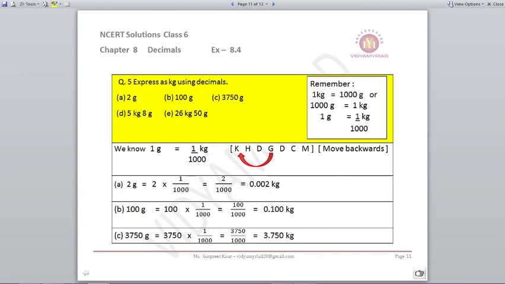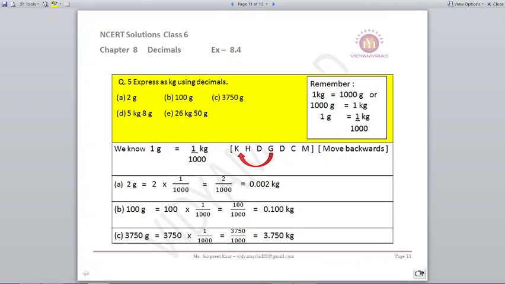Question number 5. Express as kgs using decimal. Now here till now what we were doing is we were using meters. Now we are using grams or kgs. Now remember the rule is same. We used to do King Harry died, mother did not cry much. Now for the kgs or grams it becomes King Harry died, grandmother did not cry much. So in the center instead of M I used G. G as grandmother. G for grams.